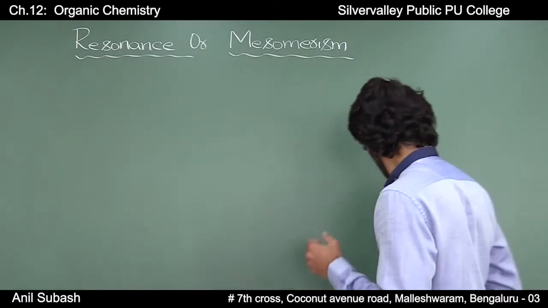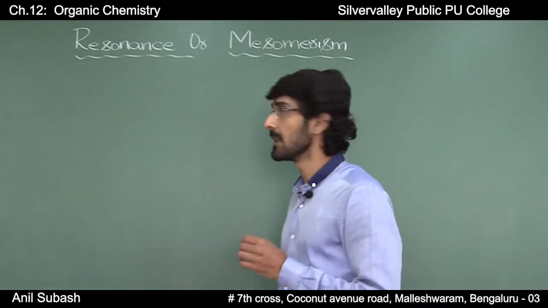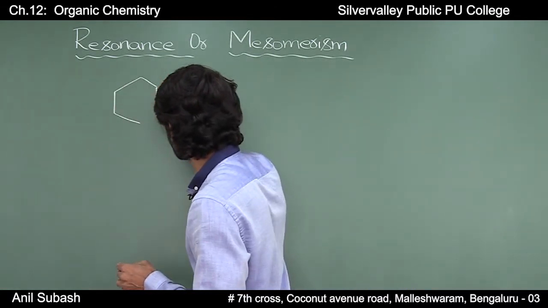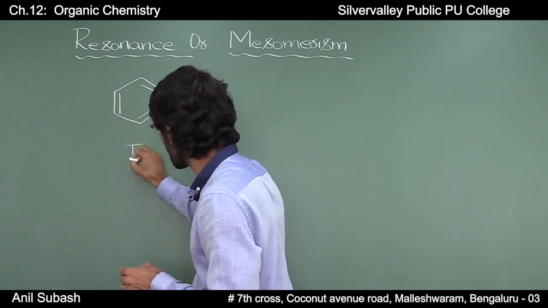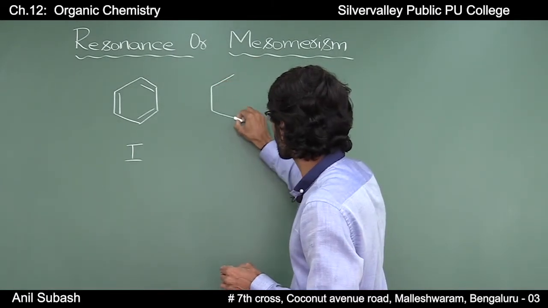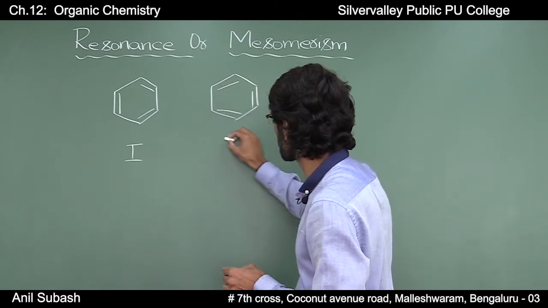For example, let us consider the structure of benzene. Benzene can be represented by two structures. This is structure 1 and the other one is structure 2.